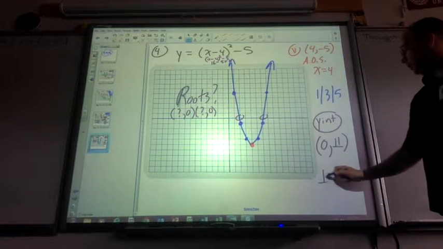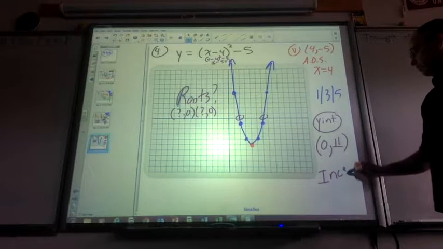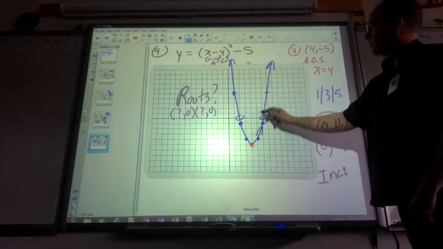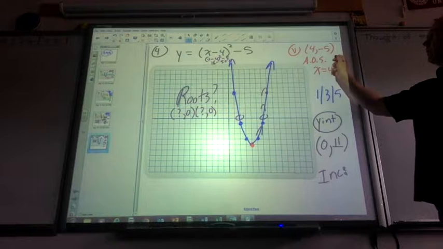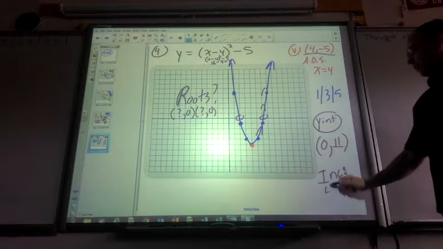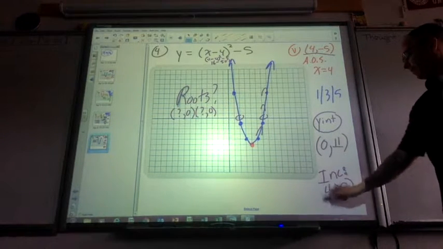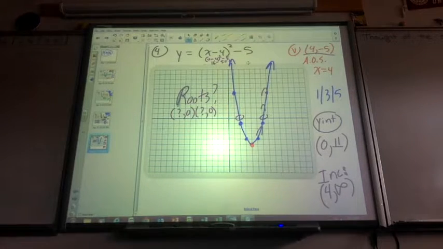Where is this graph increasing? Oh, and does that mean going up or sideways? Going up. From the vertex, 4 to infinity. That's where it's increasing.